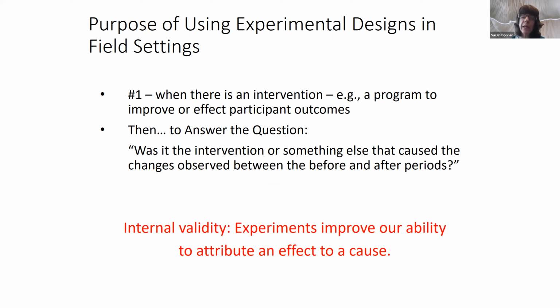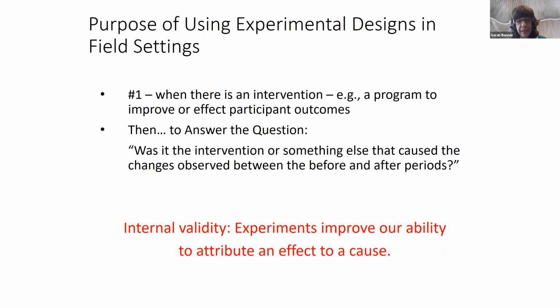Sometimes we actually want to do that in field settings. So in the field, you may be interested in testing out some program, either to impact student achievement, motivation, teacher persistence in the field, etc. Now, when you have done something which you hope will make an impact on an outcome, you have to try to answer the question, was it actually what I did, my intervention, or was it something else that caused changes observed?